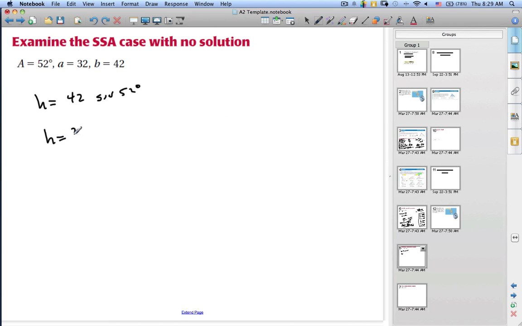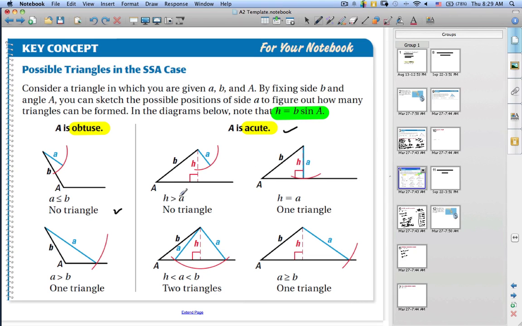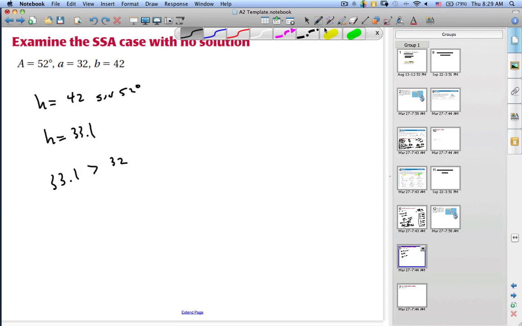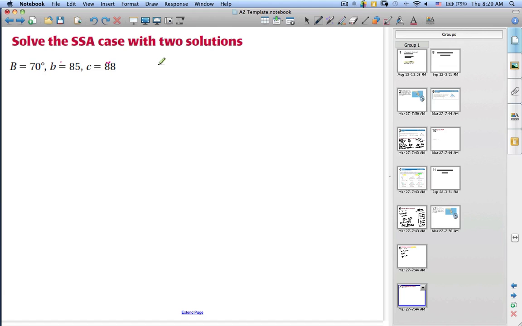So if h is equal to 33.1, 33.1 is greater than 32, that puts us back in this case. The height is greater than the side opposite. My leg is not long enough to get down to the base, so it's no triangle. That's what that looks like. So that's quick. It's something we just want to be aware of. No solution. And it's possible also I'll get two solutions. So let's take a look at what that looks like.